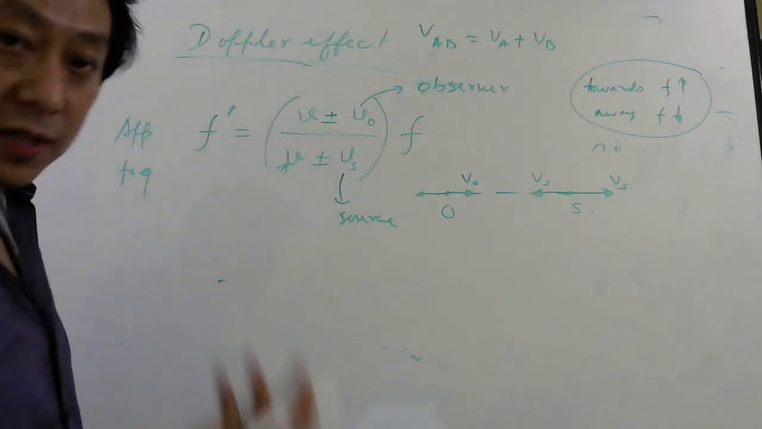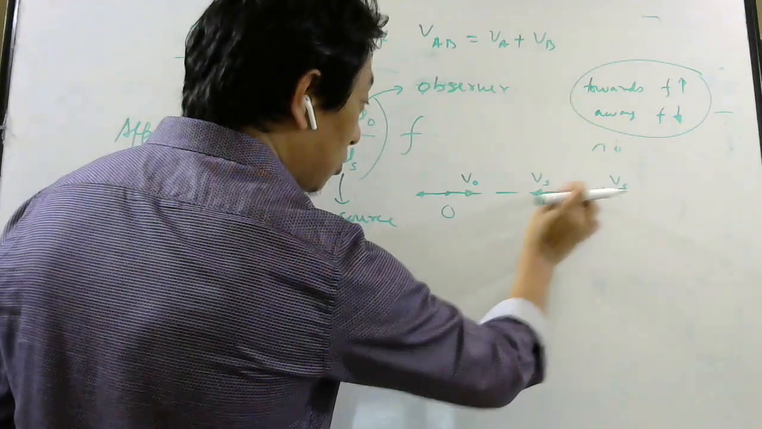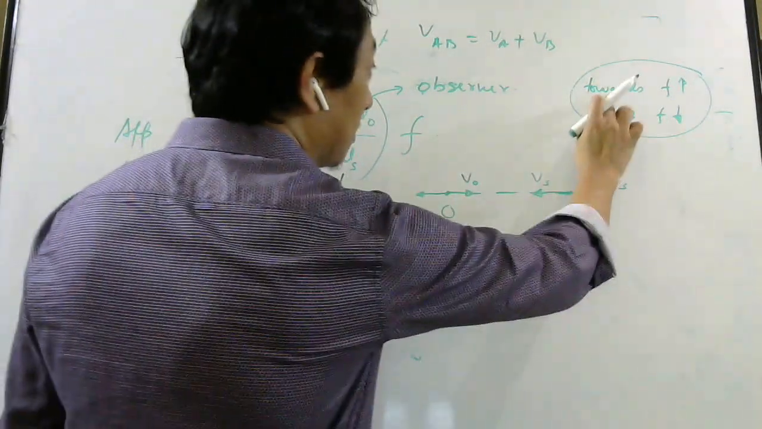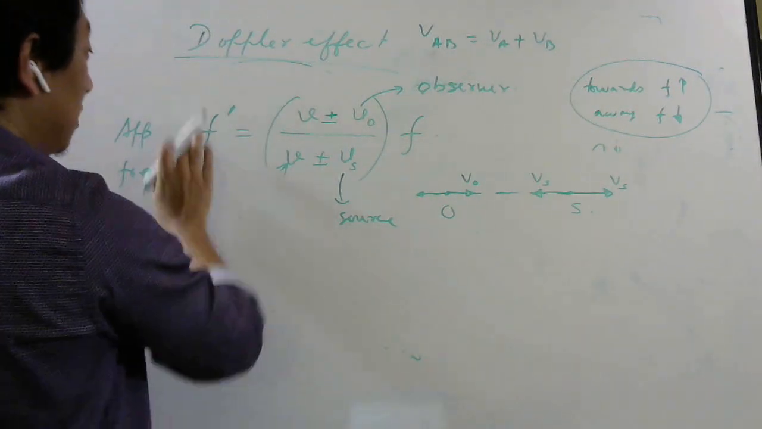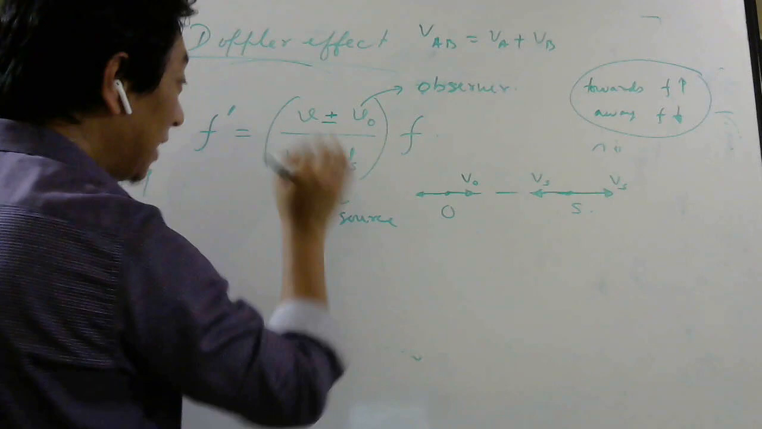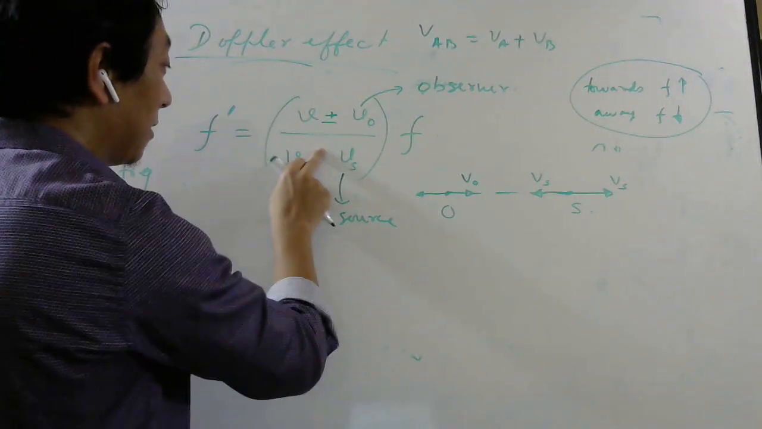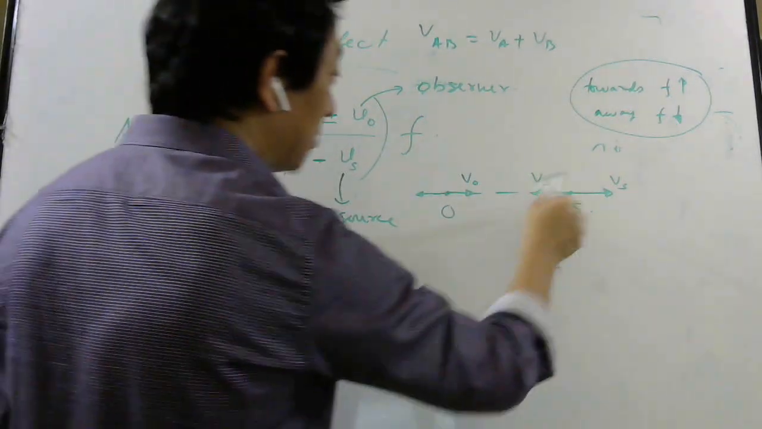What about VS? Same way. If the source is moving towards the observer, the frequency of the sound heard by the observer should be more. If this is more, the denominator should be less. That means you should write minus if the source is moving towards.